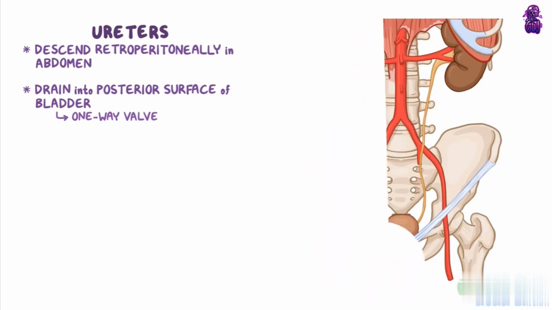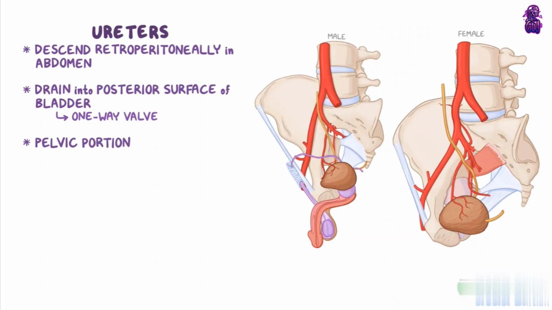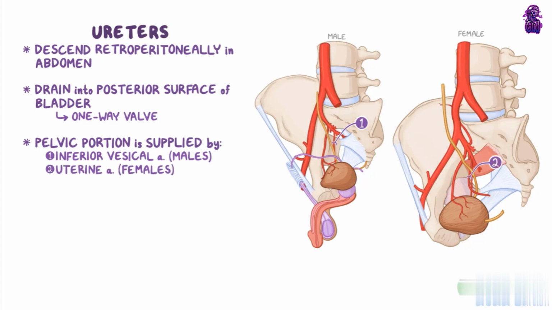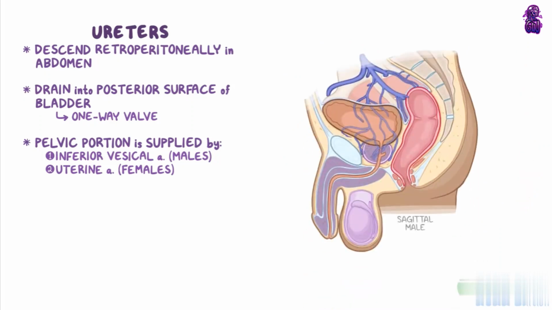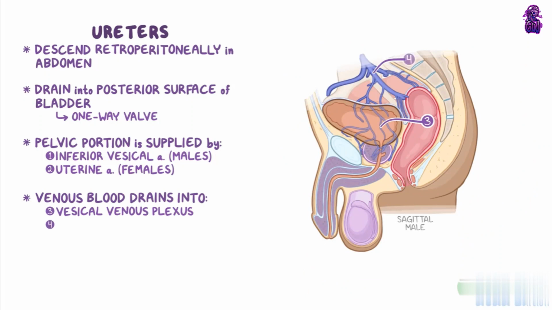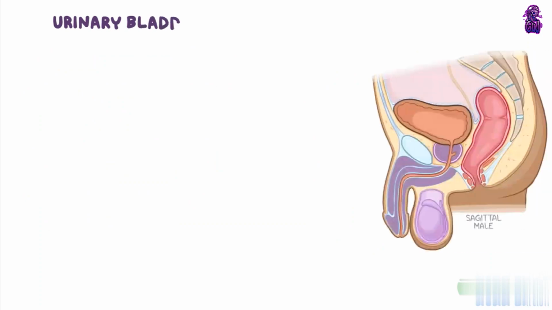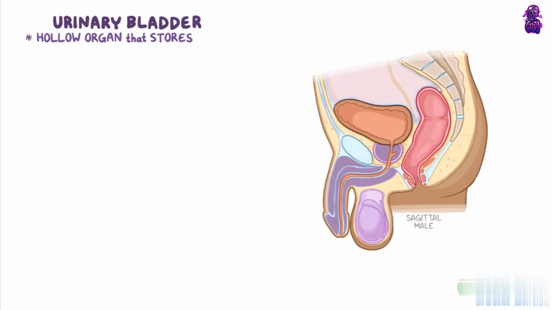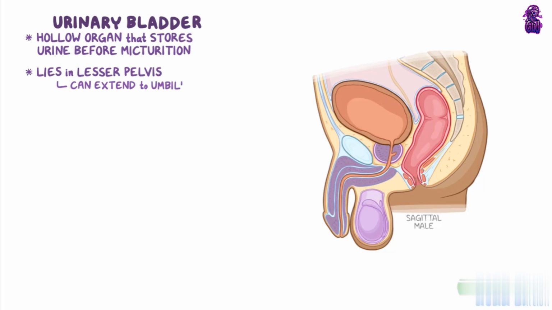The pelvic portion of each ureter is mainly supplied by the inferior vesical artery in males and the uterine artery in females. The venous blood of the ureter drains into the vesical venous plexus and the internal iliac veins. Urine then enters the urinary bladder, which is a hollow organ that stores the urine before micturition. It lies in the lesser pelvis, posterior and above the pubic bones, and can extend up to the umbilicus when full. The wall of the bladder is mainly composed of the detrusor muscle.